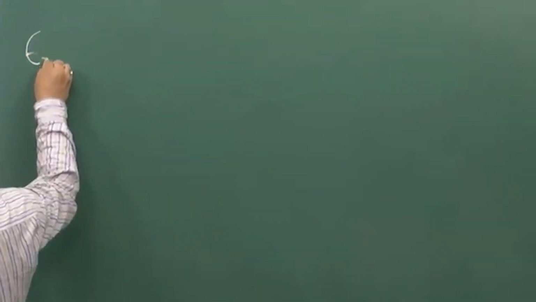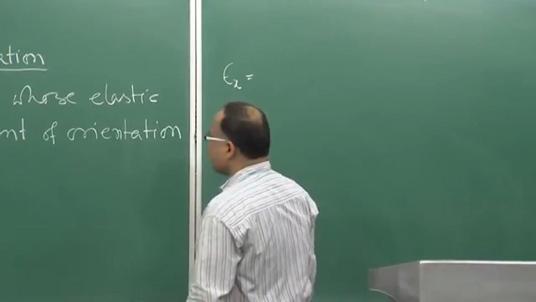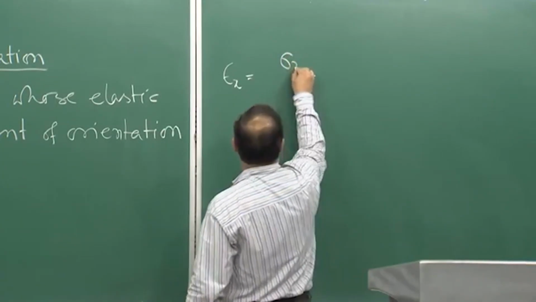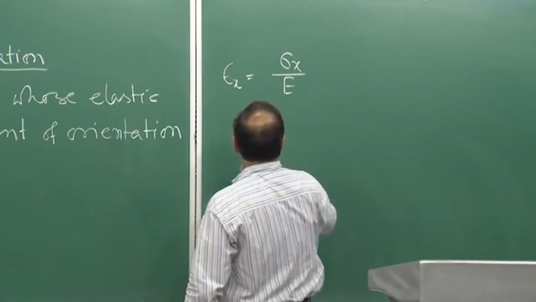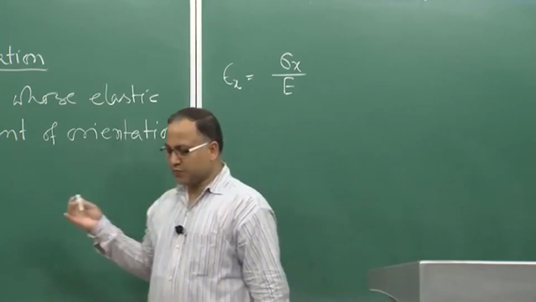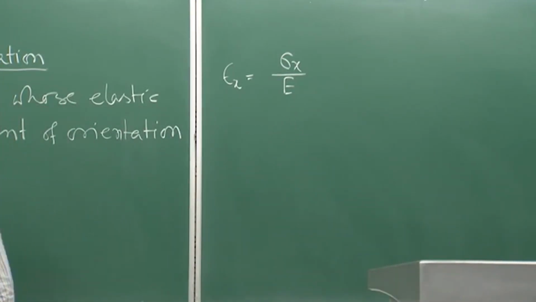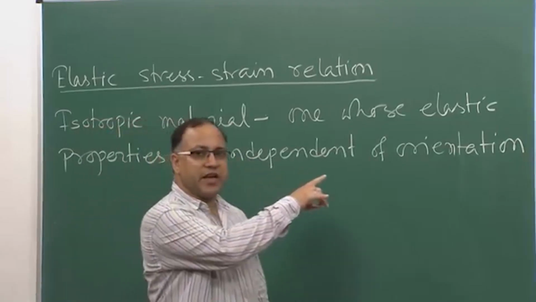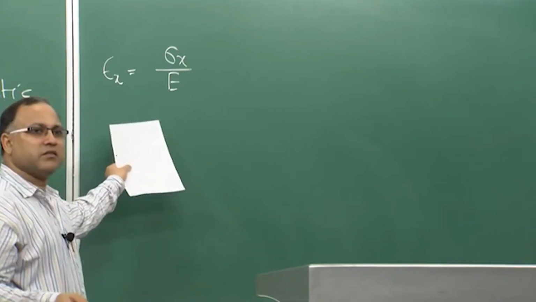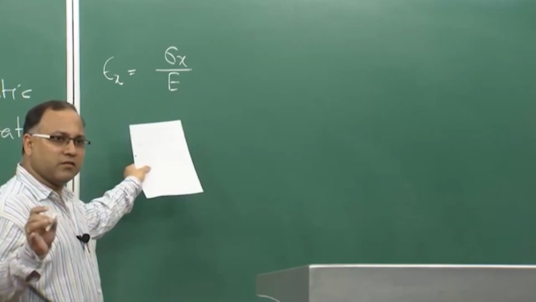Now, let us talk about this epsilon x, and the relation between epsilon x and sigma x. As you know from your previous discussion in physics mechanics, the normal strain along x direction is related to the normal stress along x direction in this fashion, correct.